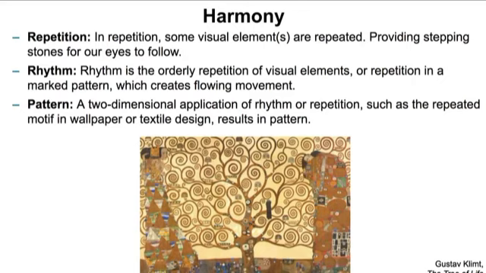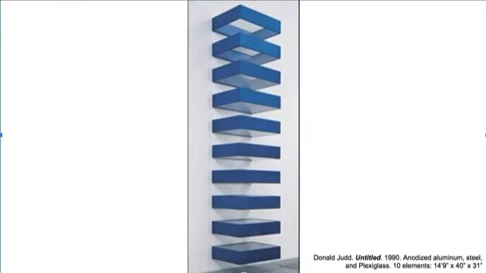Rhythm is the orderly repetition of visual elements, or repetition in a marked pattern which creates a flowing movement or tempo. Pattern is a two-dimensional application of rhythm or repetition, such as the repeated motif in wallpaper or textile design. And here's a great example of all of the above: Gustav Klimt's Tree of Life.